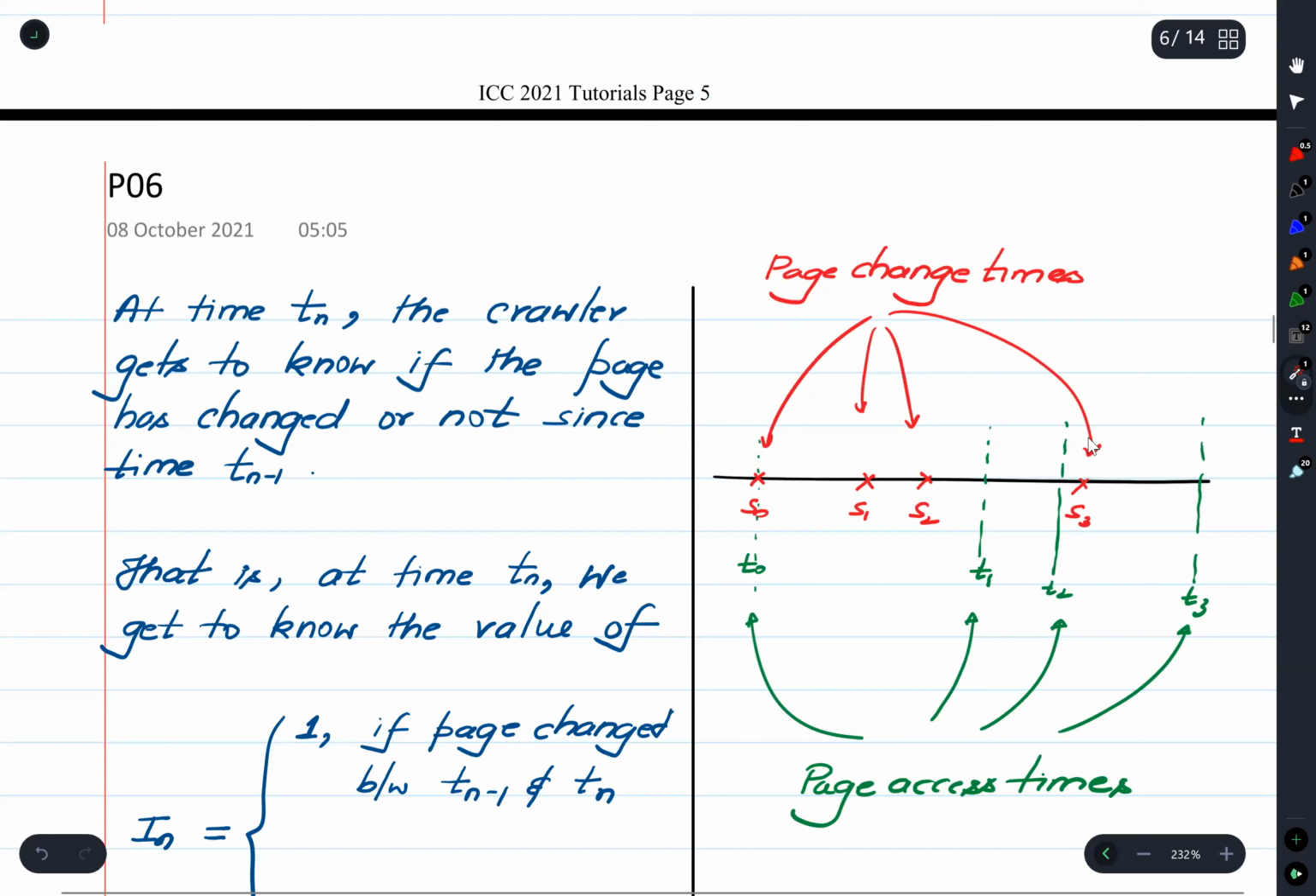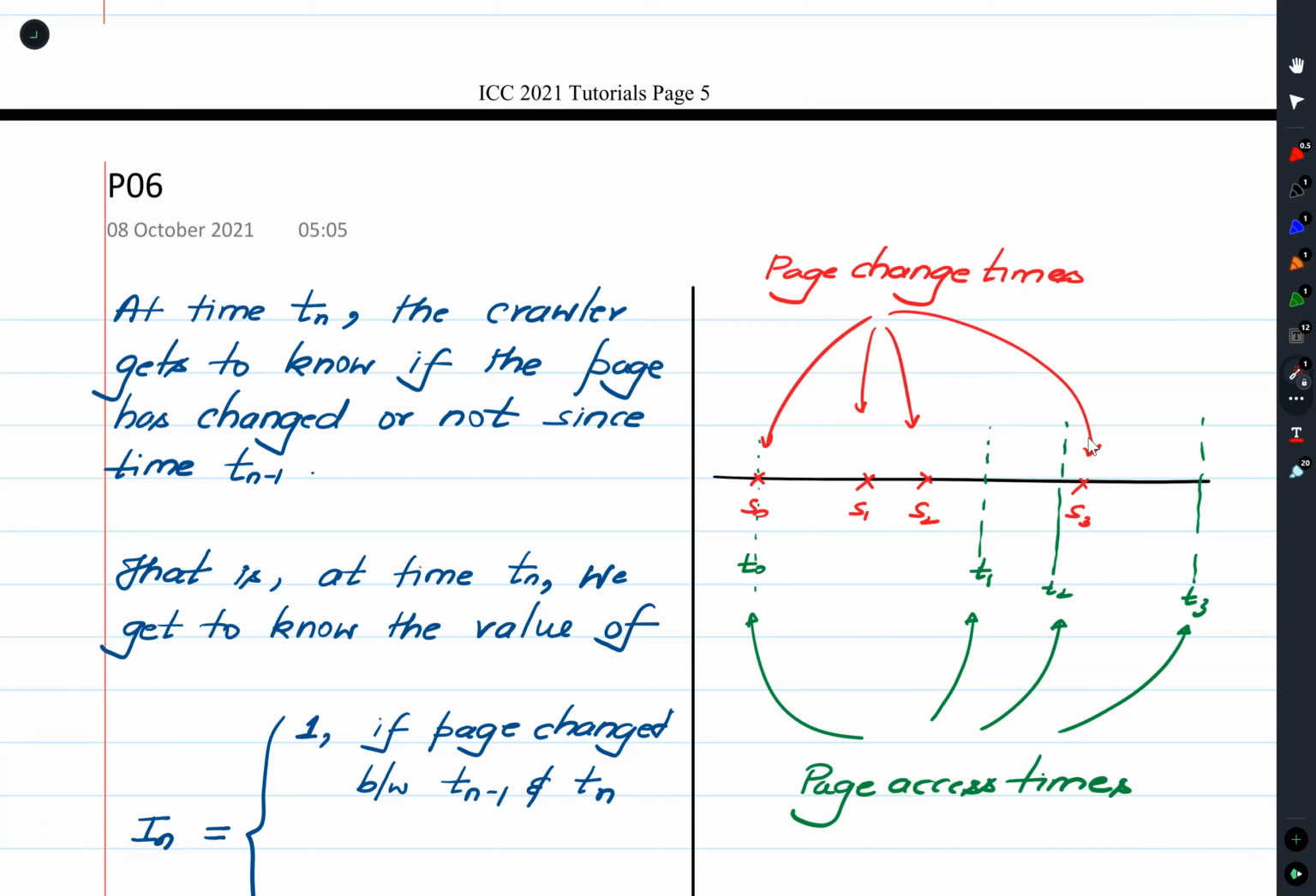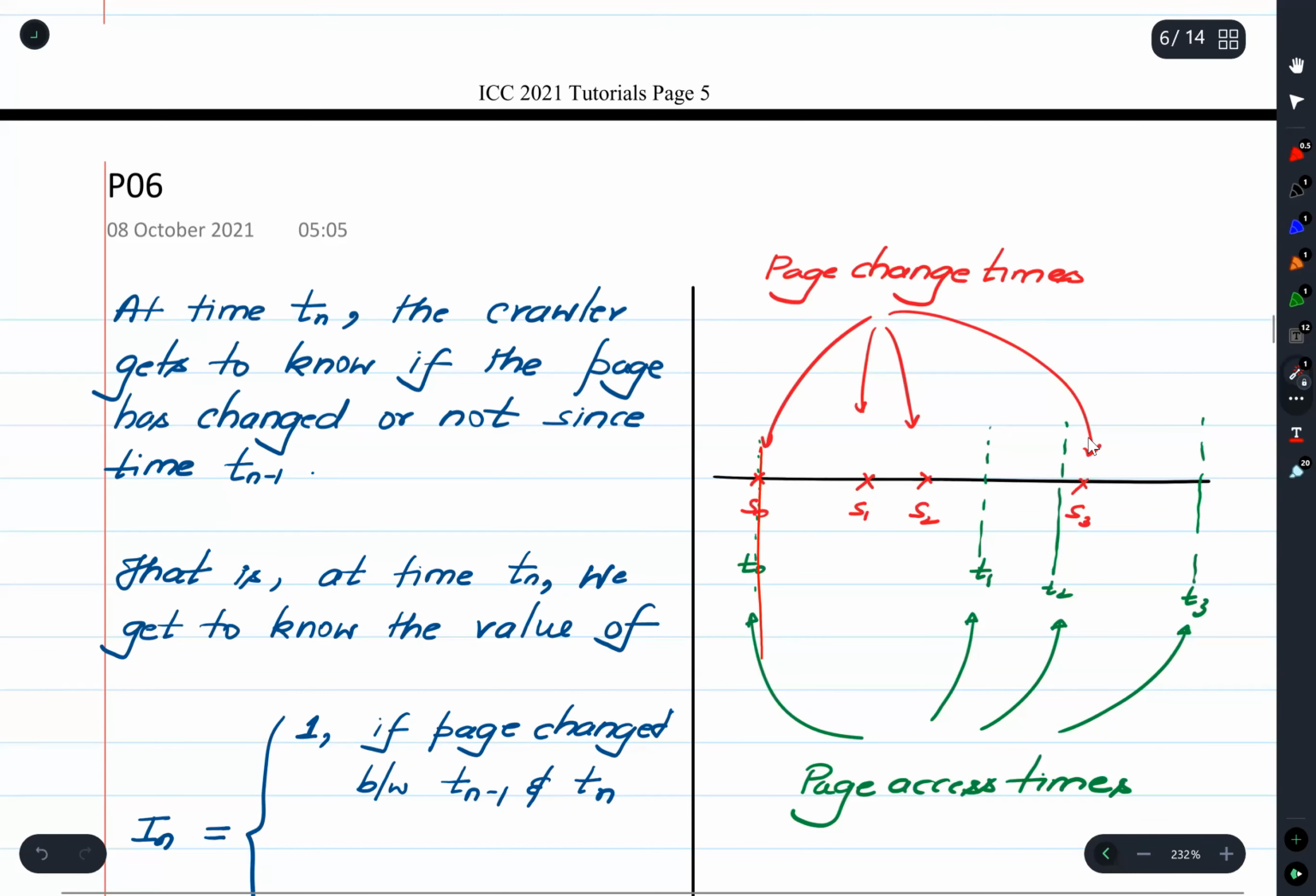So let's say this is the time axis, right? These X crosses over here denote the times at which the page changes, right? So maybe it changed at time 0, maybe it changed at time S1, maybe it changed at time S2, maybe it changed at time S3, and so on. And we are assuming that the distance between them, these are IID exponential random variables with some unknown rate delta, right? And at T0, we access this page.